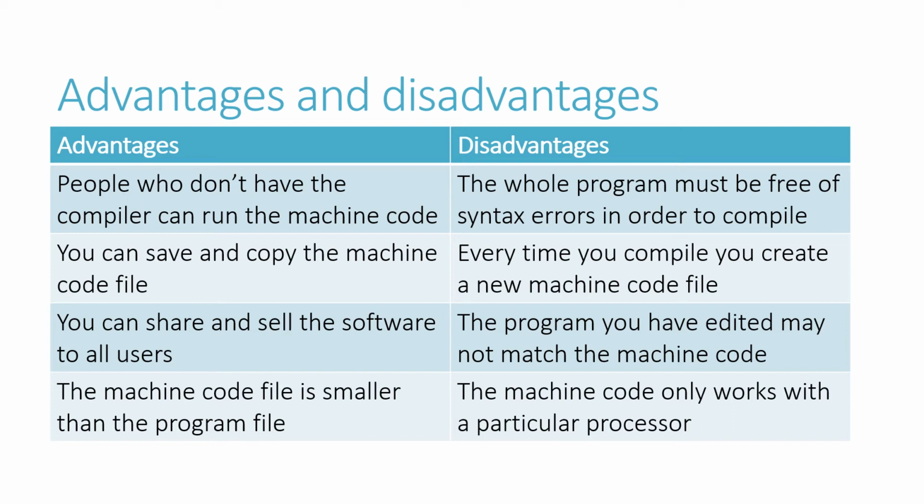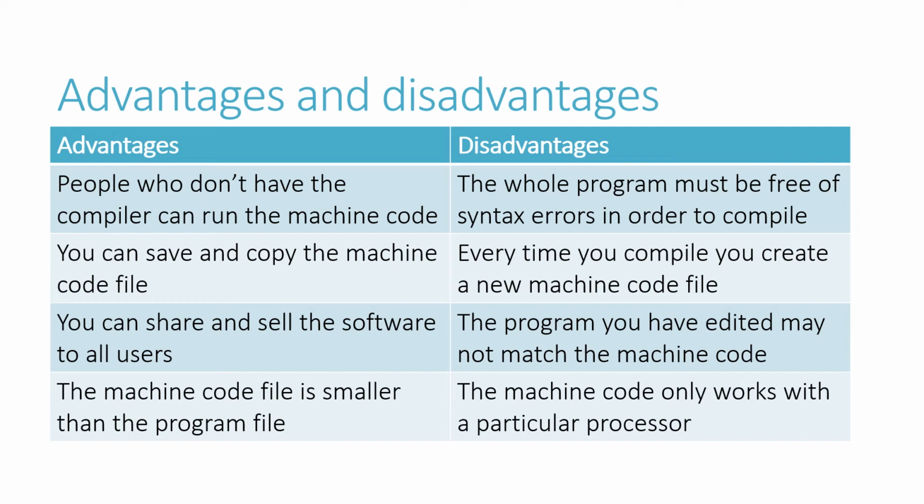There are some disadvantages. The entire program has to be completely free of errors in order for you to compile and run it at all. And every time you make changes to it, that would create a new file of machine code. If you make edits to your program but you don't run the compiler, then your executable file and your program file won't match each other. So it can get quite complicated, particularly when you're learning programming, because you can have multiple versions and it can be hard to keep track.